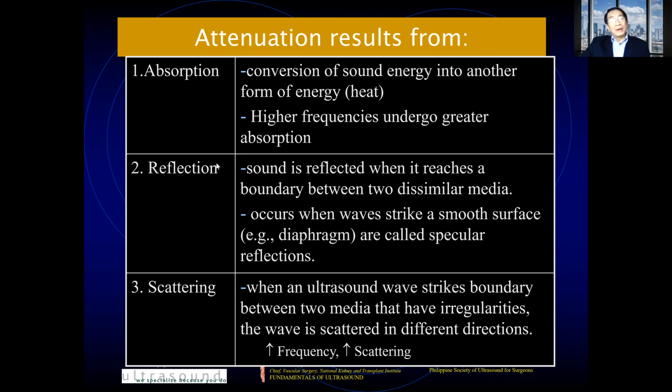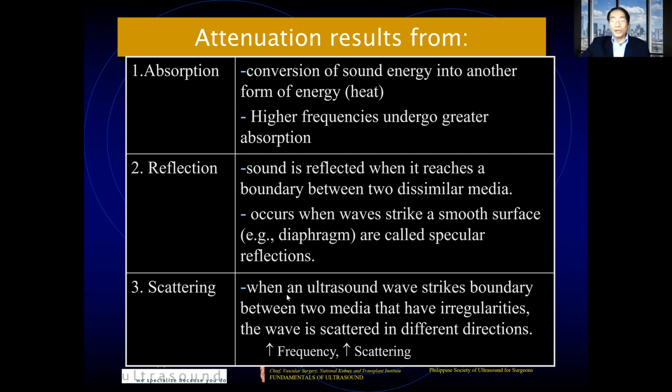Now, the minor forms of attenuation are reflection and scattering. Sound is reflected when it reaches a boundary between two dissimilar media, and this is what we call the acoustic interface. So if you have blood and fat, or fat and muscle, at the boundary between them you will have an acoustic interface, and you will have this reflection that we will be able to see in the ultrasound machine.